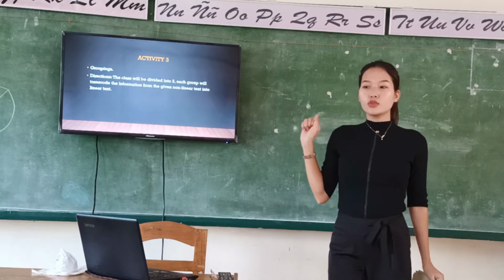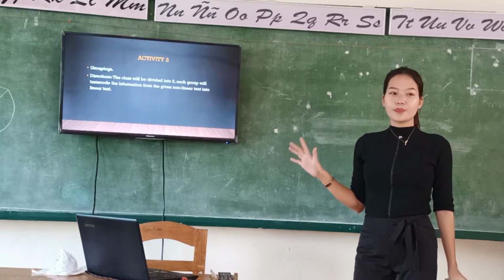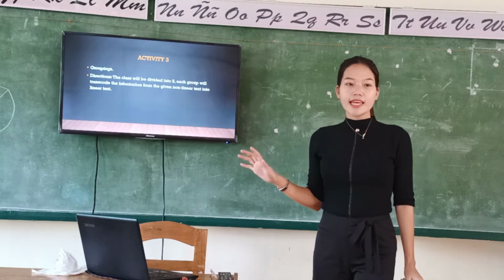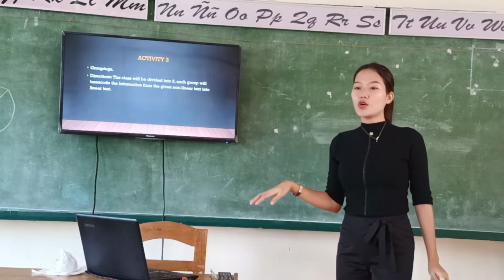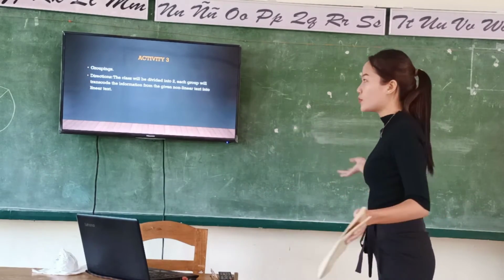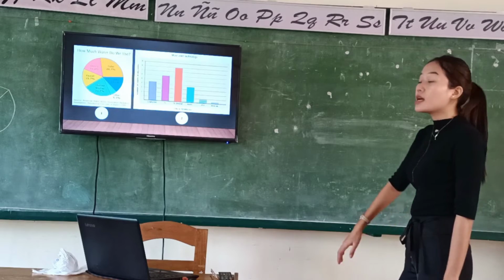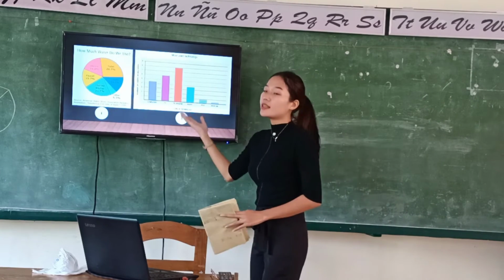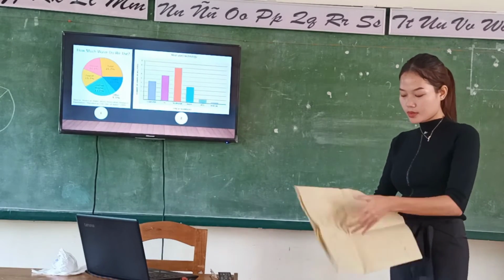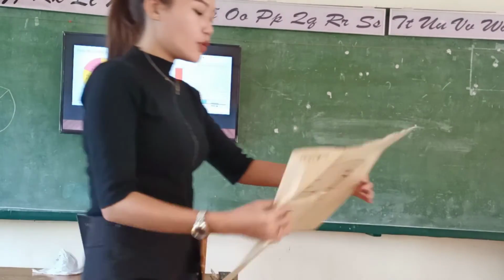Okay, so 1, 2, 3, 4, 5, 6. Don't make any noise. 7, 8, 9, 10. Okay, so you can make a circle or either you just face one another. Okay, let's proceed. So these are the pie chart and the bar graph that you will be transcoding. Okay, so group 1, you have this. Okay, and group 2, you have this.